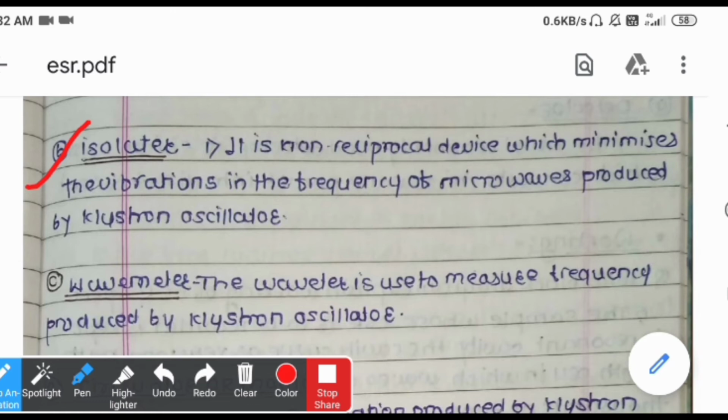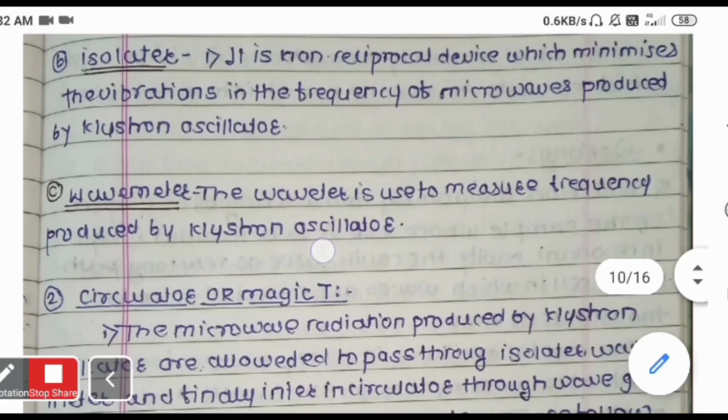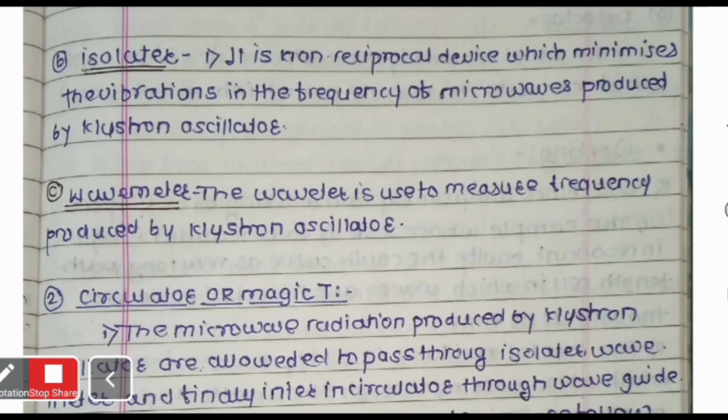So the next part is the wave meter. As the name suggests, the wave meter is used to measure the frequency produced by the klystron oscillator. It is put in between the oscillator, that is our source, and the attenuator.